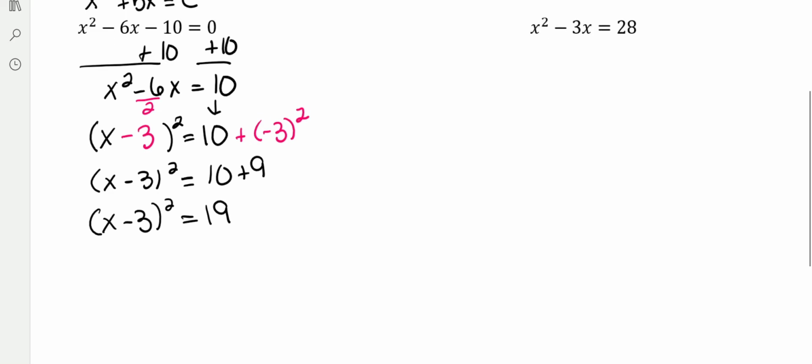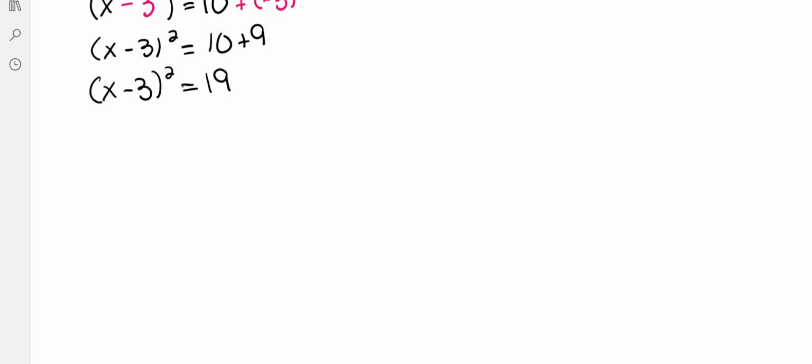I'm going to bring this up a little bit. We need to get the x by itself. That's what we're trying to do. Anytime we have a square equal to something, we're going to use the square root property, which says we're going to take the square root of both sides. So I'm going to take the square root of this side and the square root of that side. Now the square and the square root are going to cancel.